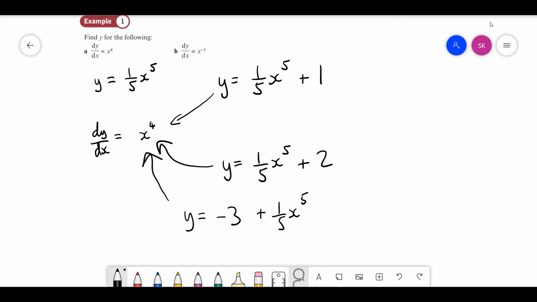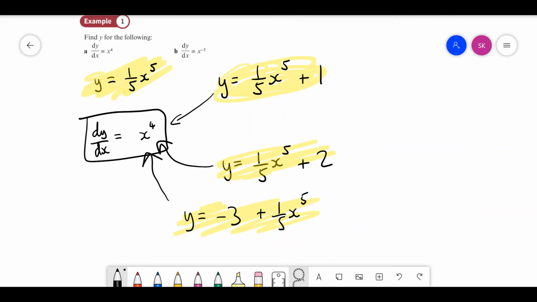Now the point is, if our starting point, our y, could be any of this, this, we don't know, then when we integrate a derivative like this, we have to show that there's more than one possible original function. And in fact, there's an infinite number of original functions. Can you think how we might represent that when we integrate? Well, we represent it like this.